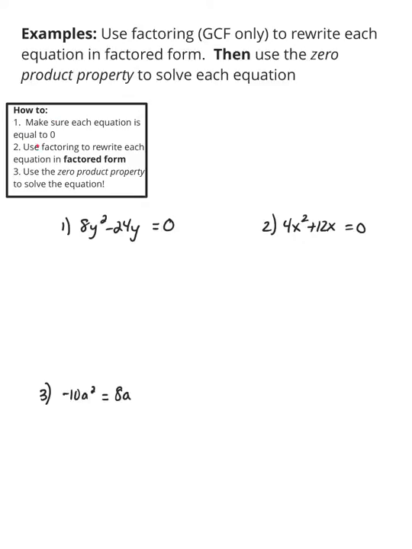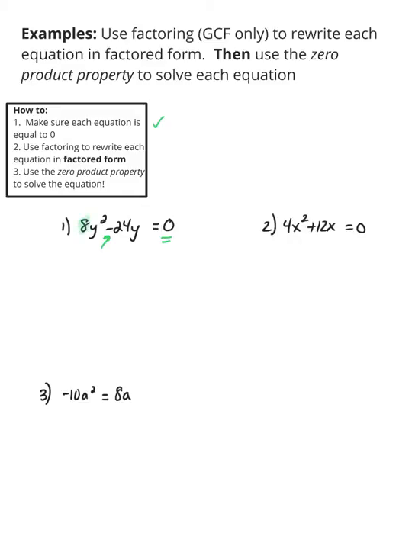So a quick little how-to on how to do that. The first thing for every problem, always make sure it's equal to 0. Then we should use factoring to get it in factored form and then use the zero product property. So for example, this one's already equal to 0, so step number 1 is checked off, but it's not a product. So what I need to do is find the GCF and rewrite it as a product.